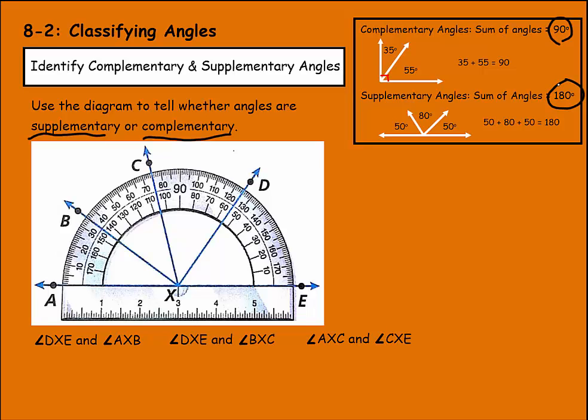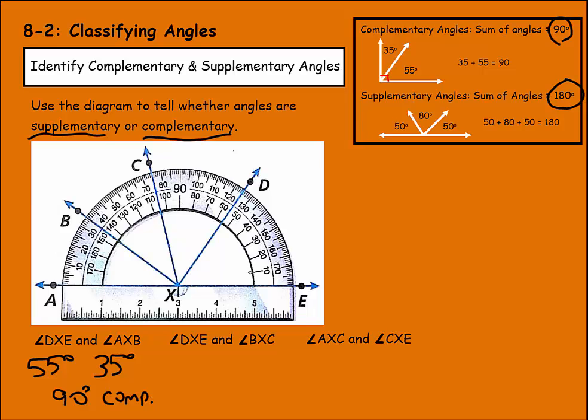So it gives us these two angles here. DXE, which we saw before, is 55 degrees. And AXB is 35 degrees. Do these add up to 90 degrees? 35 plus 55 is 90 degrees, so we would say complementary. I'm going to write complementary for short there because I'm running out of room.